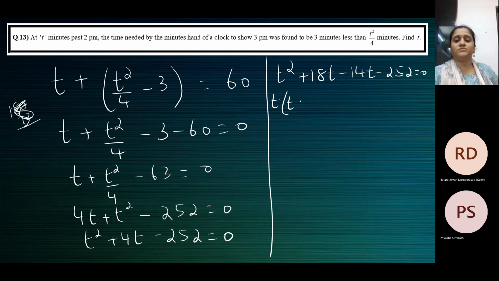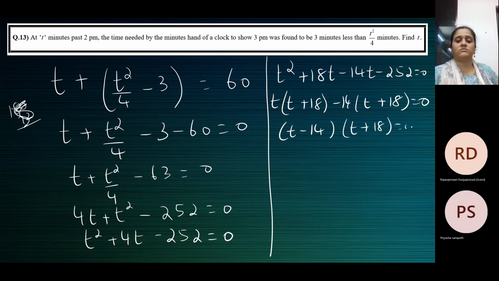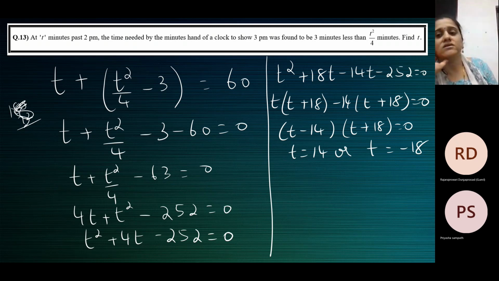So t is equal to 14 or t is equal to minus 18. Very good. So the question is to find t. T is 14. T minutes past 2 p.m. and 3 minutes less than t square by 4. If you add these two, it will be equal to 60. Recall. This is the answer. Take down, complete this answer.